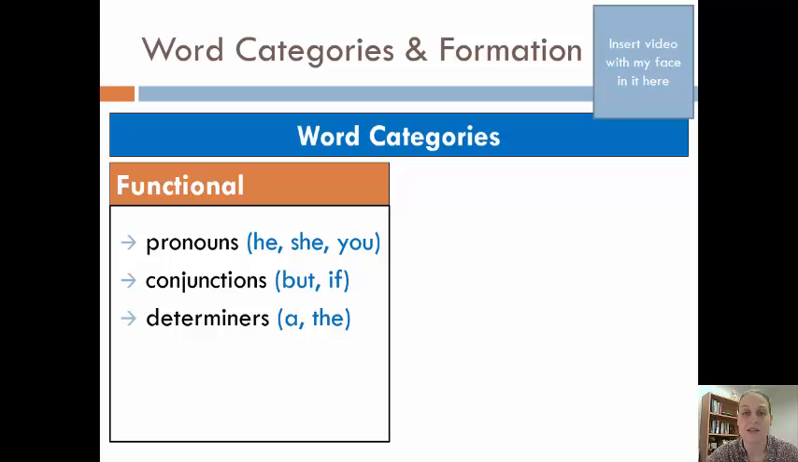Another way to think about this category includes the words that make up the glue in a sentence, right? They are the words that signal the relationship between the other types of words in the sentence.